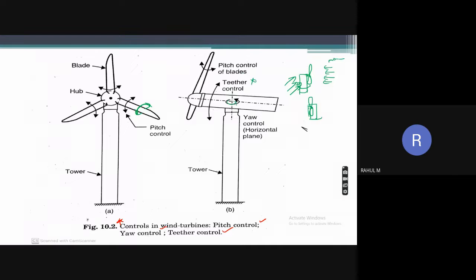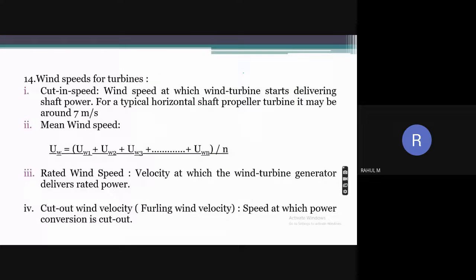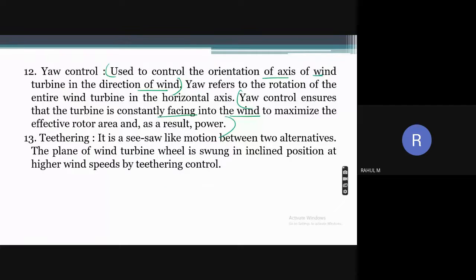I hope you have drawn this one. You may note the things as well. Tethering is a seesaw-like motion, an up and fro motion, a seesaw-like motion between the two alternatives. The plane of the wind turbine wheel is swung to an inclined position at higher wind speed. Tethering control.